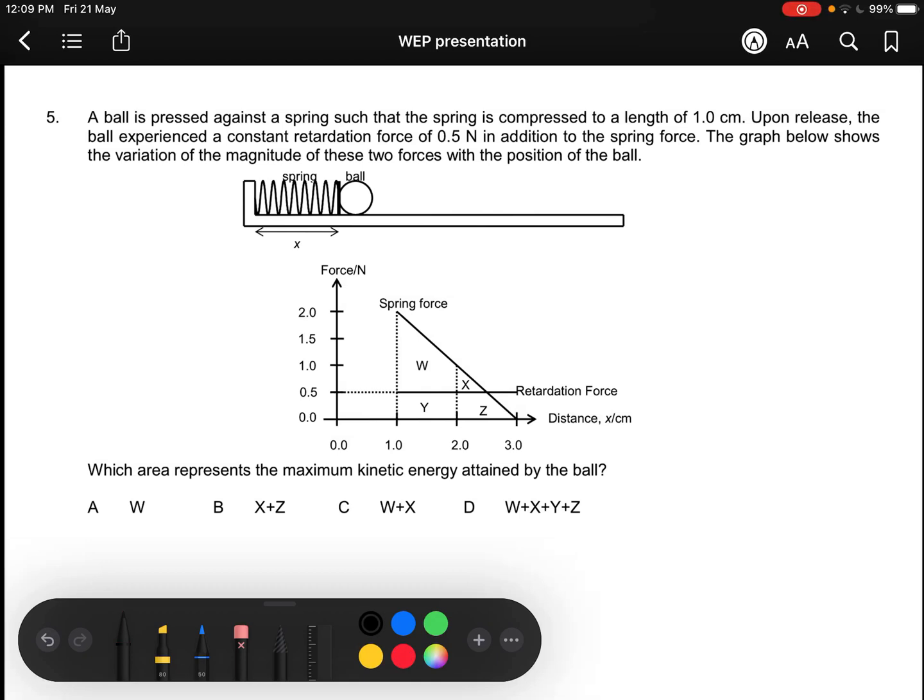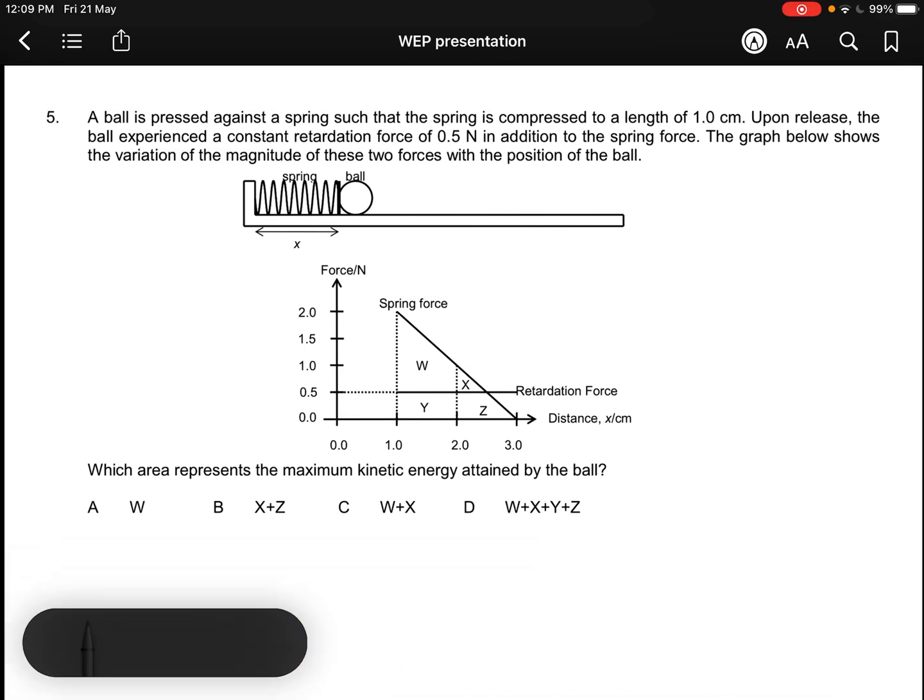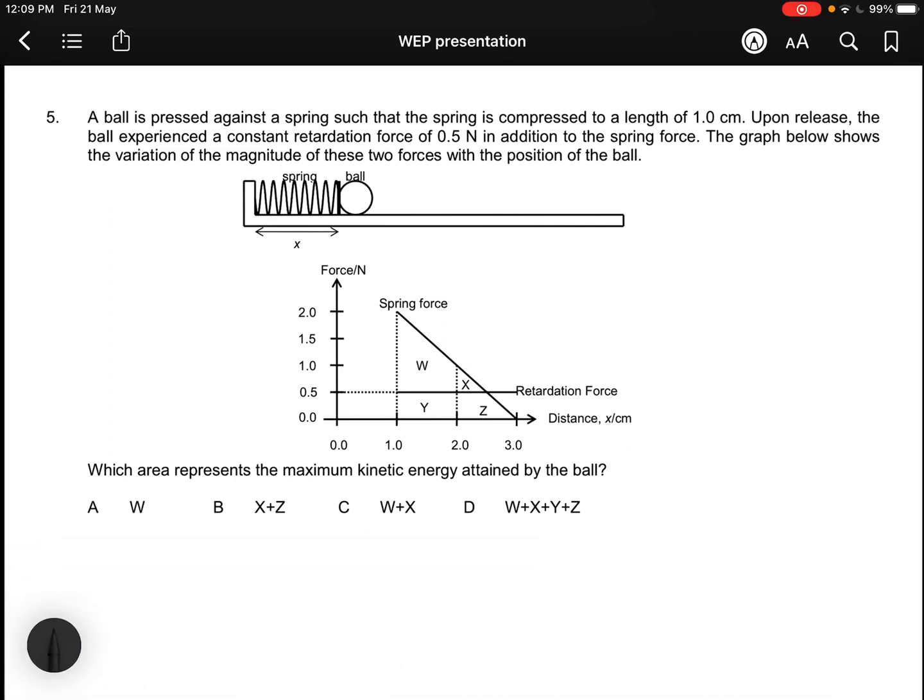In question 5, you are asked to determine at what area represents the maximum KE. To answer that, we can consider what is happening to the ball at various sections. So let's consider this section first, followed by this and this section. So let's draw a free body diagram of the ball.